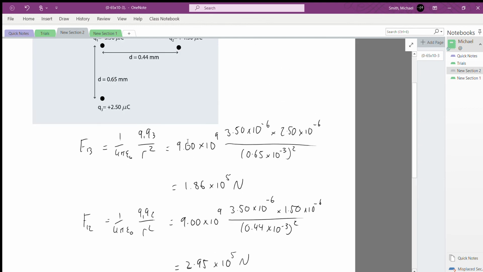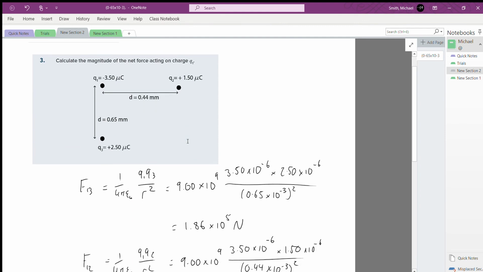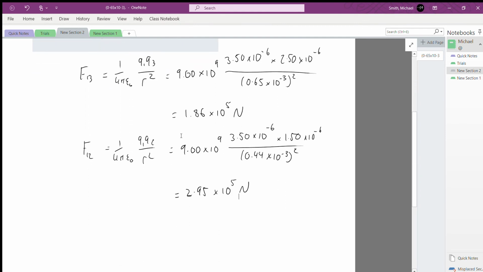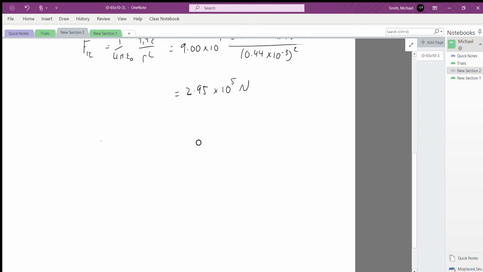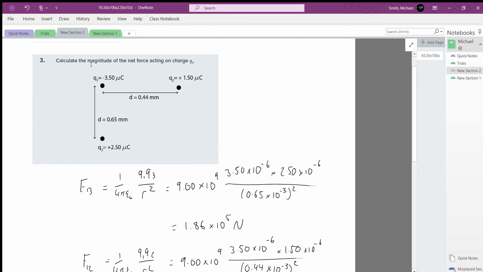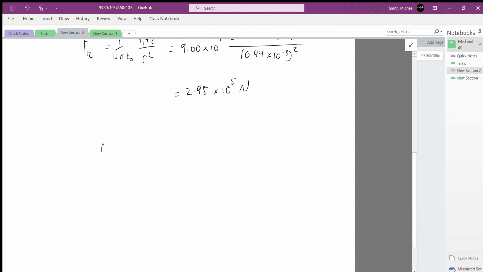So here, it's a little bit easier if we draw a bit of a vector diagram. So here we have Q1, the force due to Q3 is directed downwards since it's an attractive force. The force due to Q2 is directed to the right because it's also an attractive force. So I can just draw that like this. F 1,3 and F 1,2. So the net force will be those two added together.